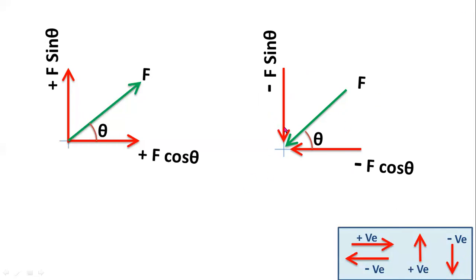Okay, this is the answer for this example. Now coming to another example. Now the force F is acting on the origin, and the direction of this force is angle theta with respect to the y-axis. Now how to convert this inclined force into horizontal and vertical force?